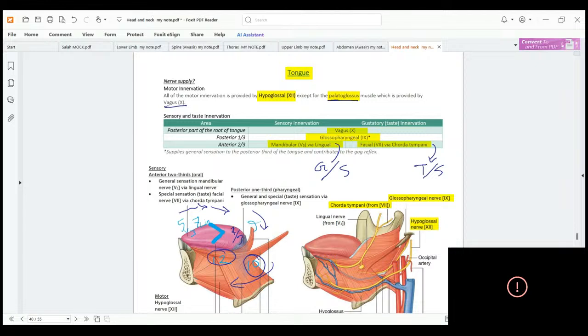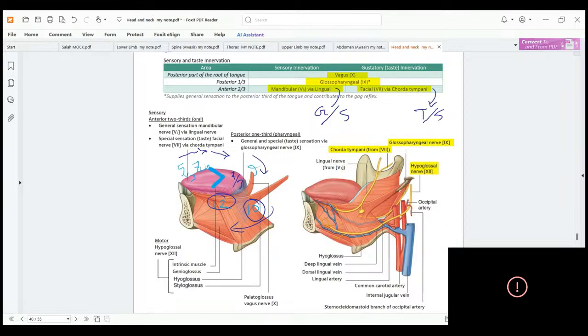Then come to number 10. 10 supplies some muscle. Which muscle? 10 is palatoglossus. See the root of the tongue. Most proximal is palatoglossus, which elevates the tongue posteriorly. Palatoglossus is supplied by vagus. And then 10 finishes, then comes 12.